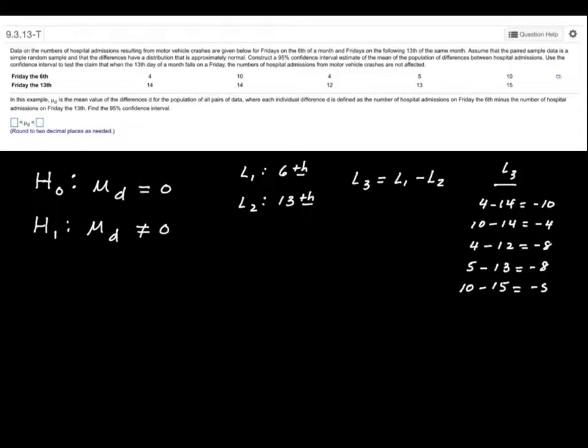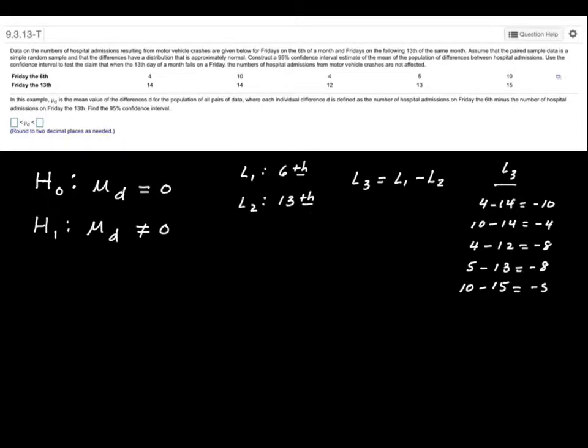But I can also just go ahead and subtract them. It's really easy to do this subtraction. So I just take each pair, 4 minus 14 gives me negative 10, and so on, and I have my 5 values for L3. So I can just go ahead and put those 5 values into L3 in the calculator, and that'll work just fine.